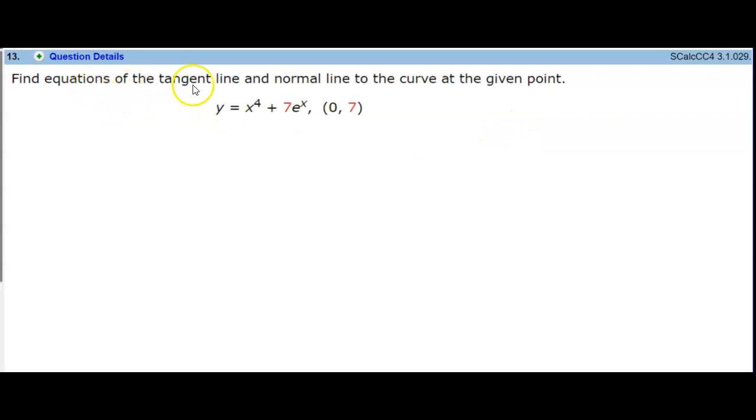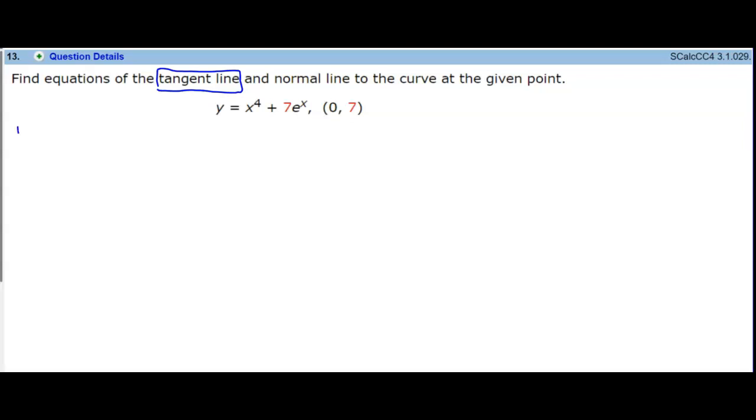Okay, here we want to find equations of the tangent line and normal line to the curve at the given point. So, the curve is y equals x to the fourth plus 7e to the x at the point (0, 7). So the first thing we're going to do is find the tangent line first.